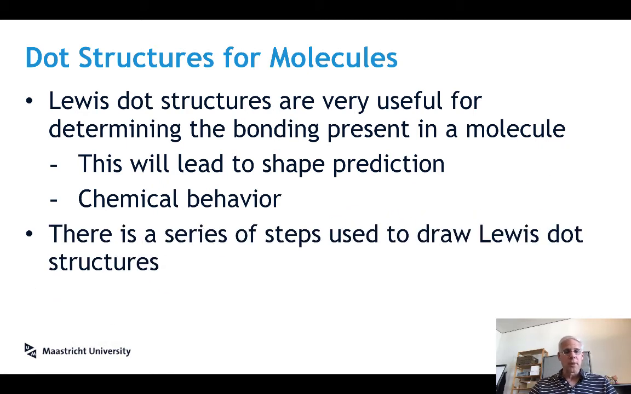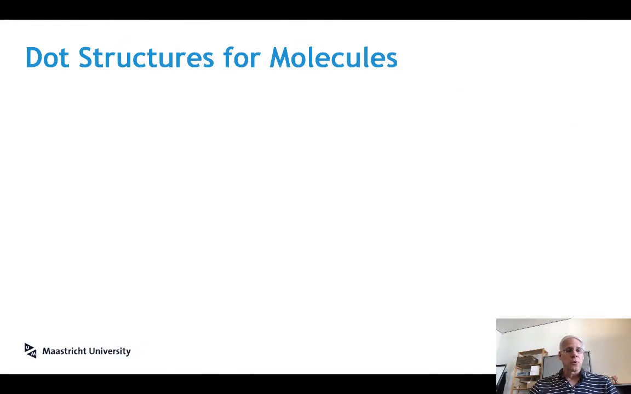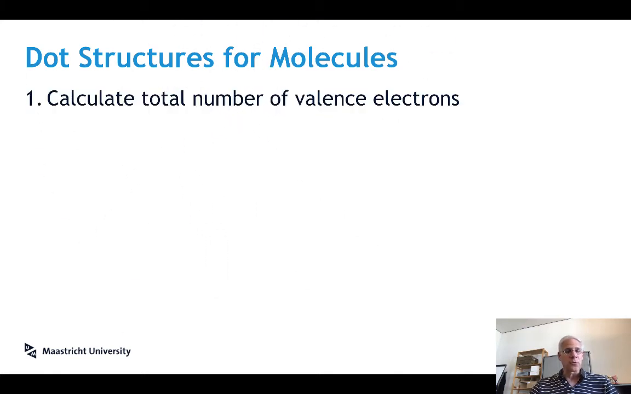Now, drawing Lewis dot structures of our molecules is a little bit different than what we did to draw a structure of an atom. So we have a series of steps to go through for molecules. The first thing we need to do is to calculate the total number of valence electrons that we have. So we essentially strip our atoms of those valence electrons, and then we're going to reallocate those electrons in order to create all of our bonds and all of our octets for all of our atoms.